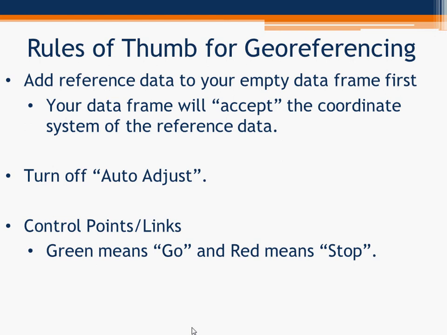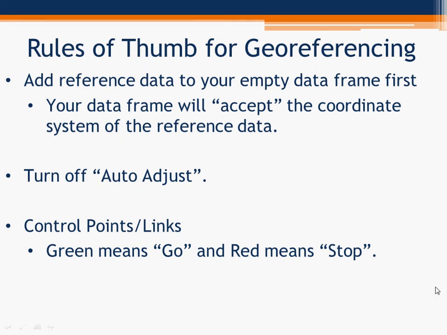Speaking of control points, or what are sometimes called links, my rule of thumb is green means go and red means stop. Just like a stoplight, you're going to set up control points in a raster, and you're telling that part of the raster to move to where you tell it to go. In ArcGIS, when you use the control points or links tool, you're setting up places in your raster that are going to move to either your vector data or your other raster data or your ArcGIS Online data. Again, that's your reference data in a known coordinate system that you are then transforming your raster into.